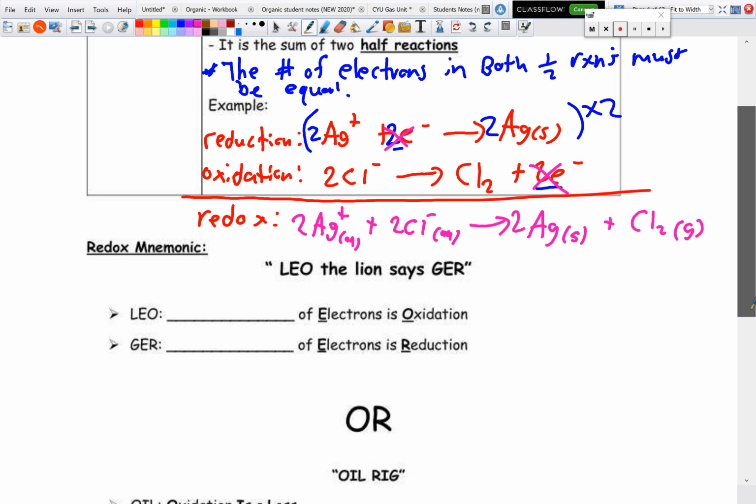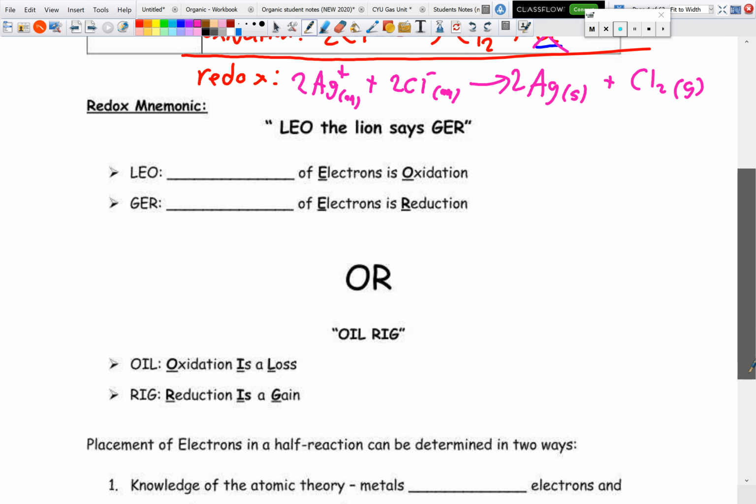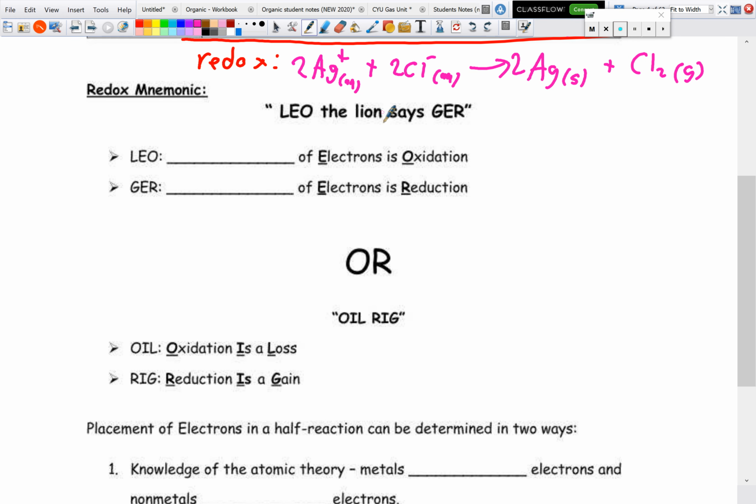Now, the best way to remember what is oxidation and what is reduction is there are 2 different sayings that you can look at. One of them is Leo the lion says ger. Every letter in Leo, L-E-O, stands for something, and same thing with G-E-R. For Leo, the L stands for loss, so loss of electrons is oxidation. And for ger, a gain of electrons is reduction.